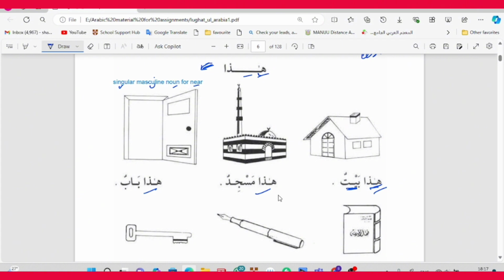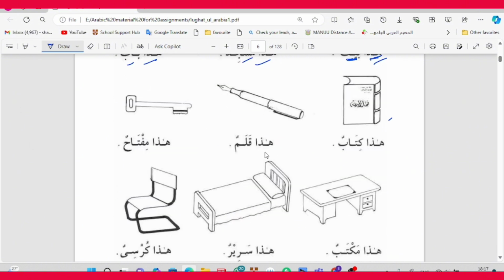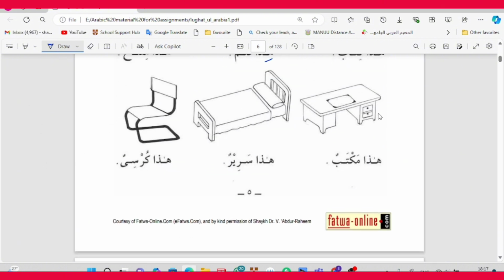Haza bait, this is a house. Haza masjid, this is a masjid. Haza bab, this is a door. Bab is door. Next page, haza kitab, this is a book. Haza qalam, this is a pen. Haza miftah, this is a key, as you see in this picture. All these are near, singular, male words, so we use this haza. Always remember haza is used for a singular male near object.